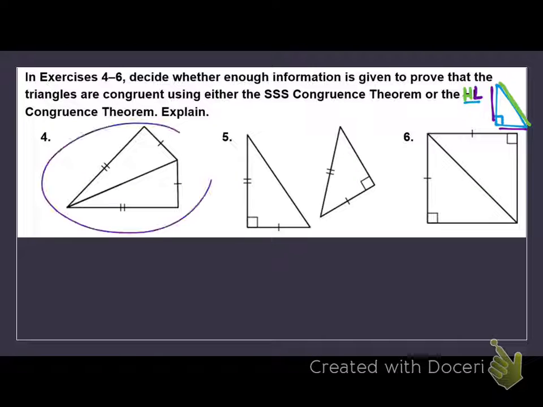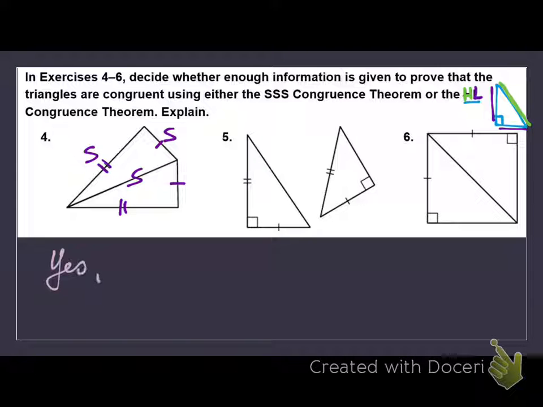So in the first question, are these right triangles? No. There's no right angle, so we don't know. But we have a side marked congruent to a side. What else do we have? Side congruent to a side, and then anything else? 2 more sides. We got one more thing. It's understood, another side: the side they share. A side is congruent to itself. That's the reflexive property. So are these 2 congruent by side, side, side, or hypotenuse, leg? Yes, by side, side, side.